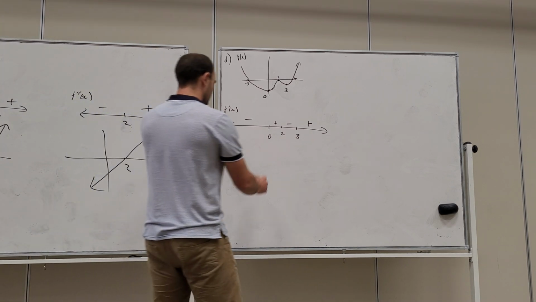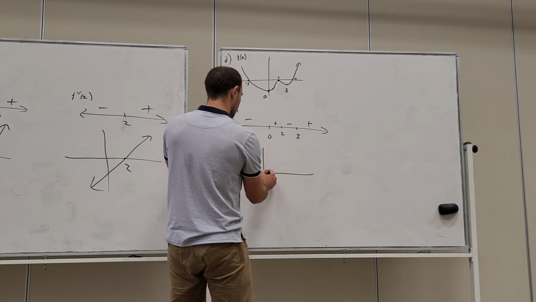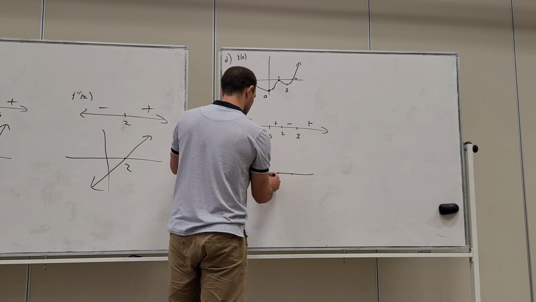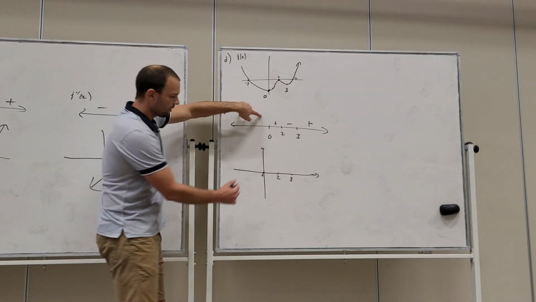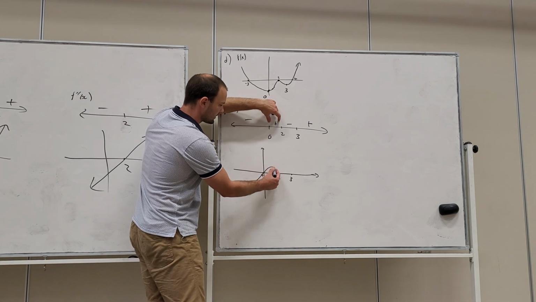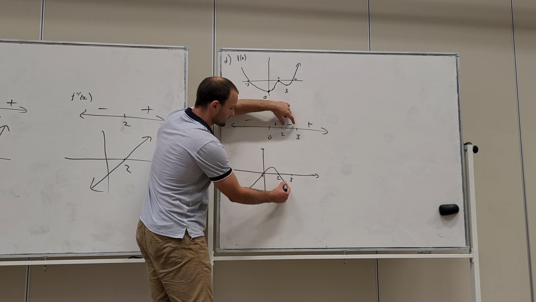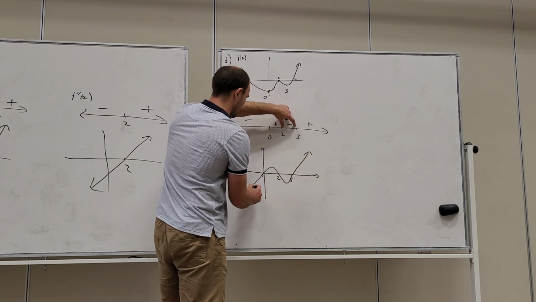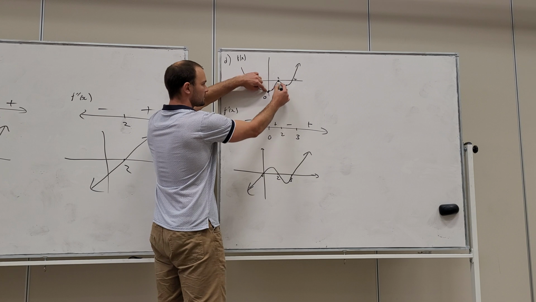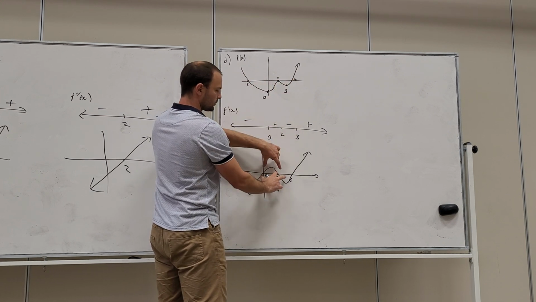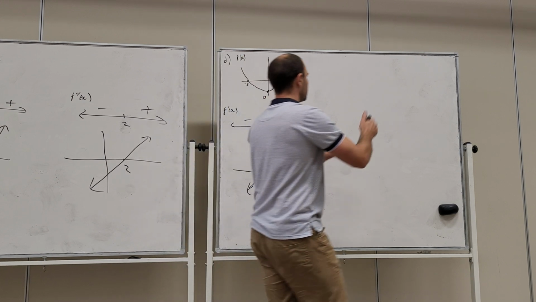Okay, so if we're going to graph that, we've got 0, 2, and 3. It's below the x-axis till we get to 0, then above between 0 and 2, then below between 2 and 3, and then above after 3. So that's how we're generating that. Stationary points: we've got 3 of them, and they become the roots.